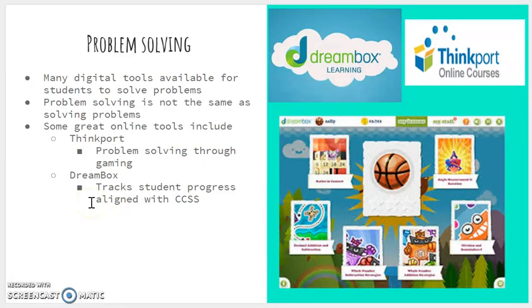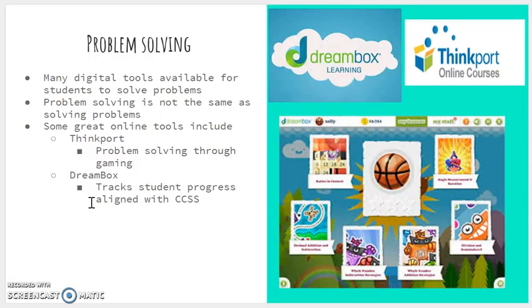Problem solving. So tools in math can also be used for problem solving. There are many digital tools available for students to solve problems. Problem solving is not the same as solving problems. So solving problems is the goal, but if students are just solving problems, it's not going to help them.